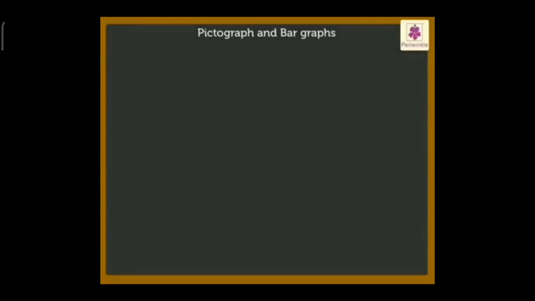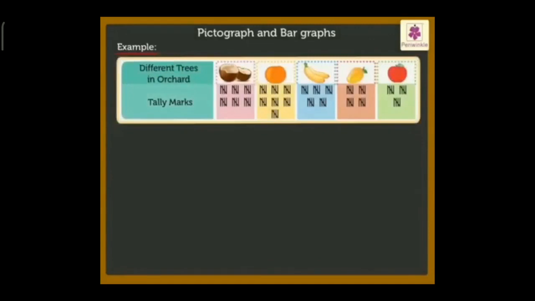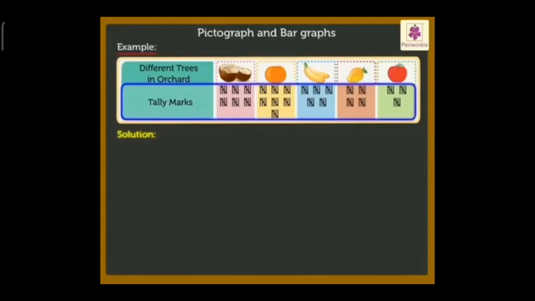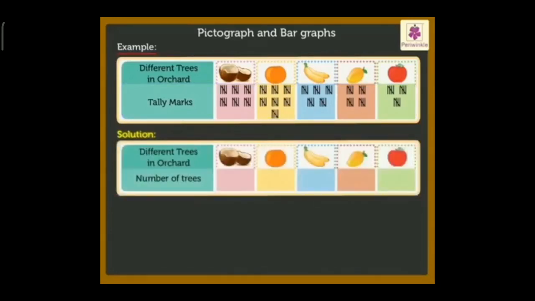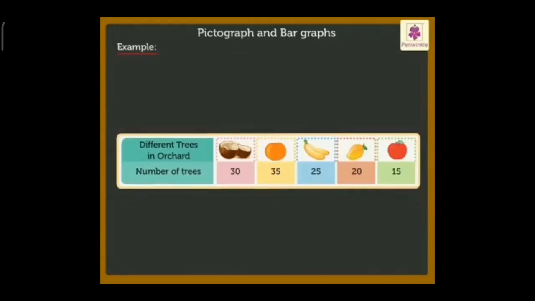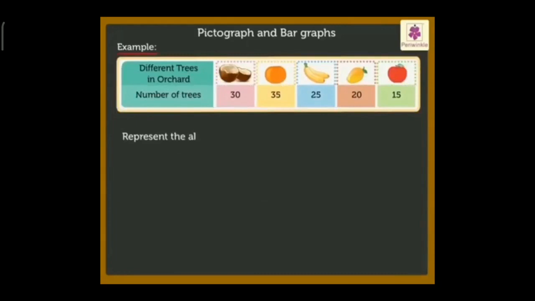So let us solve one example. Here in this question, different trees in an orchard are given and tally marks are given. So we will sort out the given information and we will collect the data with these tally marks. Now for the different trees in the orchard, we will make the table and the number of trees with the help of these tally marks. Now we have collected all the numbers of trees with the help of tally marks.